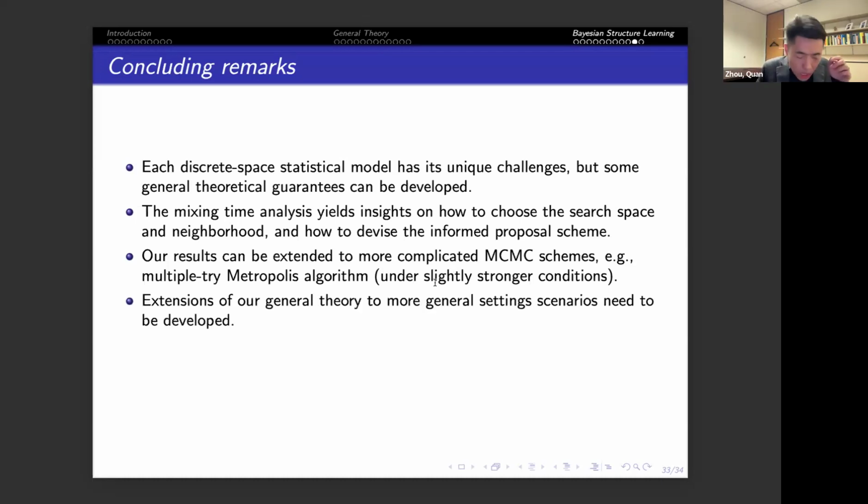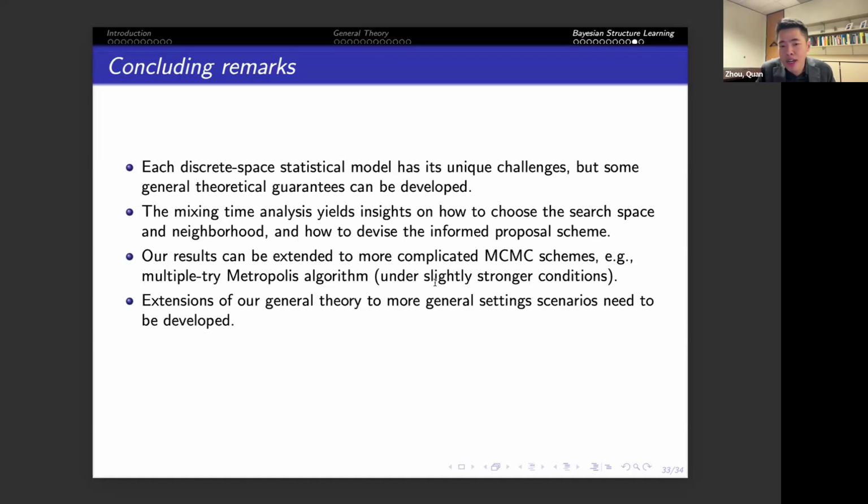And then next, extensions of our theory. I have mentioned one possible extension using the restricted spectral gap to extend the theory from restricted search space to unrestricted search space. But actually, there are many other possible directions to generalize our theory.